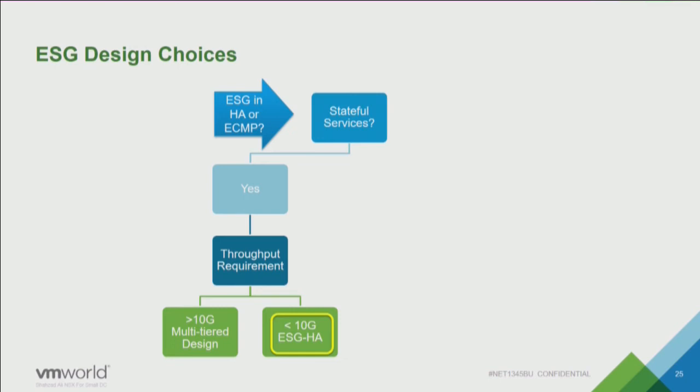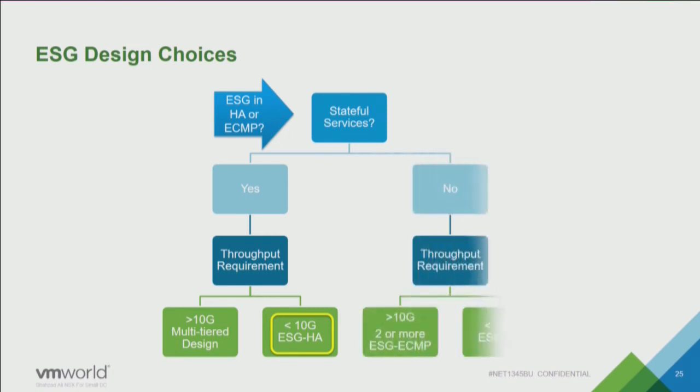So we ask the question, do you need stateful services in your environment? If the answer is yes, we have to then decide what is our throughput requirement. If we need more than 10 gig, then we have to go to a multi-tier design, which we're not going to really dive into in this presentation because that's pretty uncommon for a small to medium DC. If you're looking at less than 10 gig, we go with our ESG HA mode. If we do not need stateful services, then we go directly to our throughput requirement, okay? If we need less than 10 gig, again, ESG in HA mode is kind of the easy way to go. If you do need more than 10 gig, then we want to look at an ESG in ECMP.